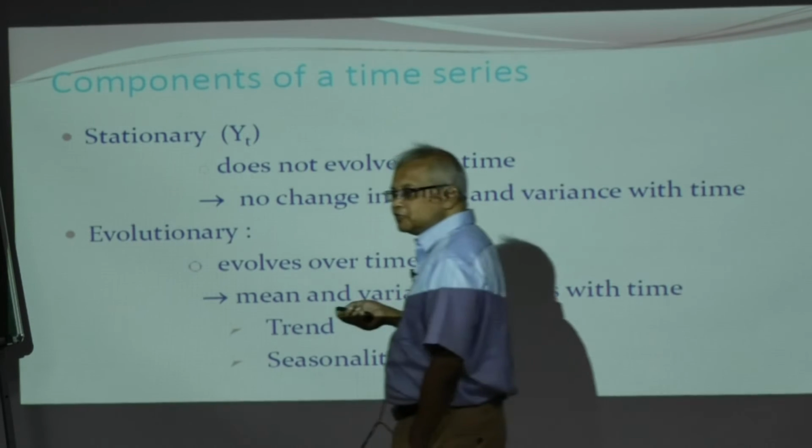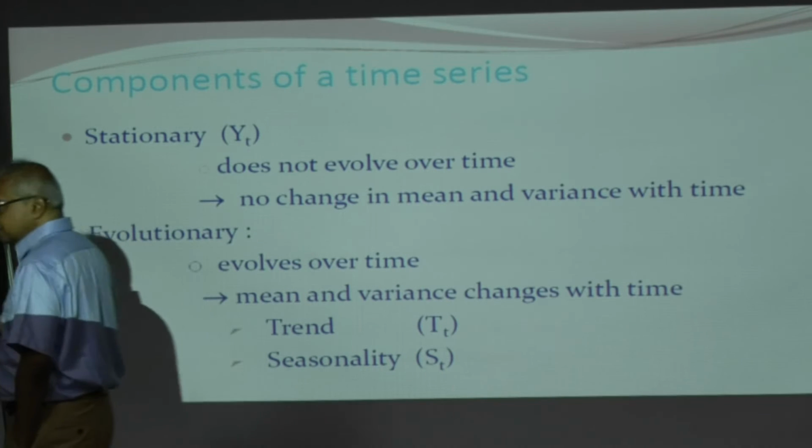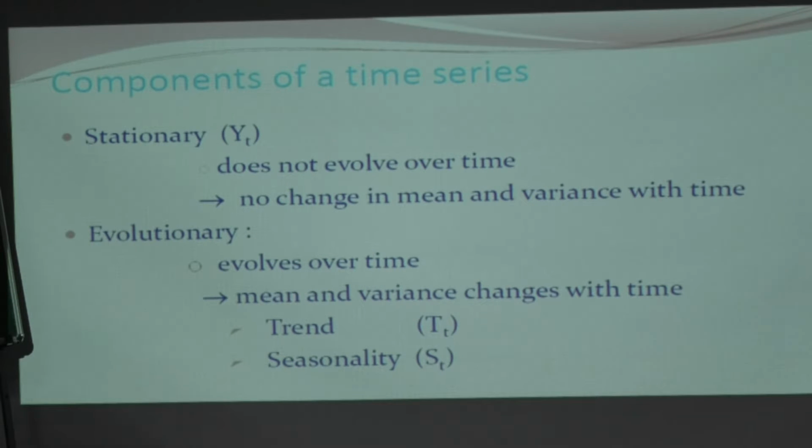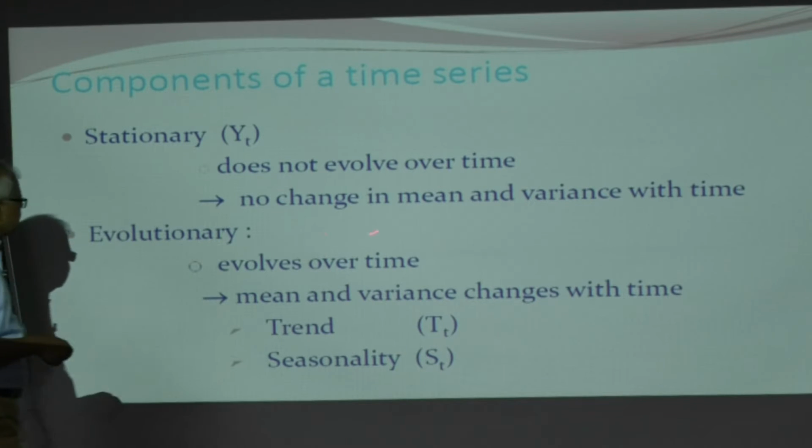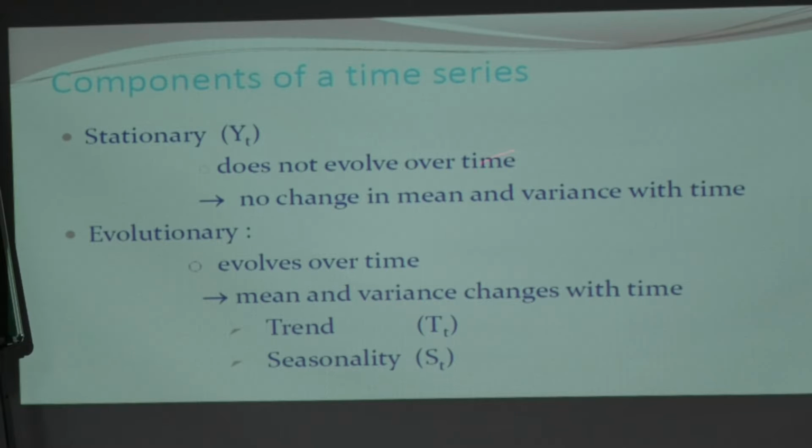So basically the first two moments, if you're looking at the mean and the variance, covariance, these are independent of time. So there is no change in mean and variance with time, and the covariance of course also. I'll look at the autocovariance later on. Evolutionary, it evolves over time, so mean and variance change with time.